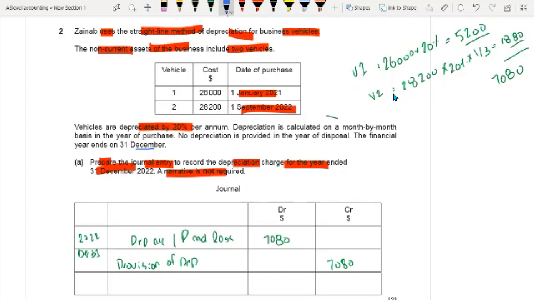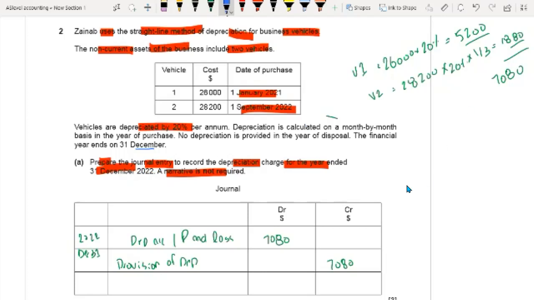And for vehicle two, if you see that it was purchased on 1st September and the year is ending on 31st December, it means that there are only 3 months, so we have to apply only 3 months depreciation. So 28,200 multiplied by 20%, multiplied by 1/3 is equal to 1880. So altogether we have 7080 depreciation for both of the vehicles.